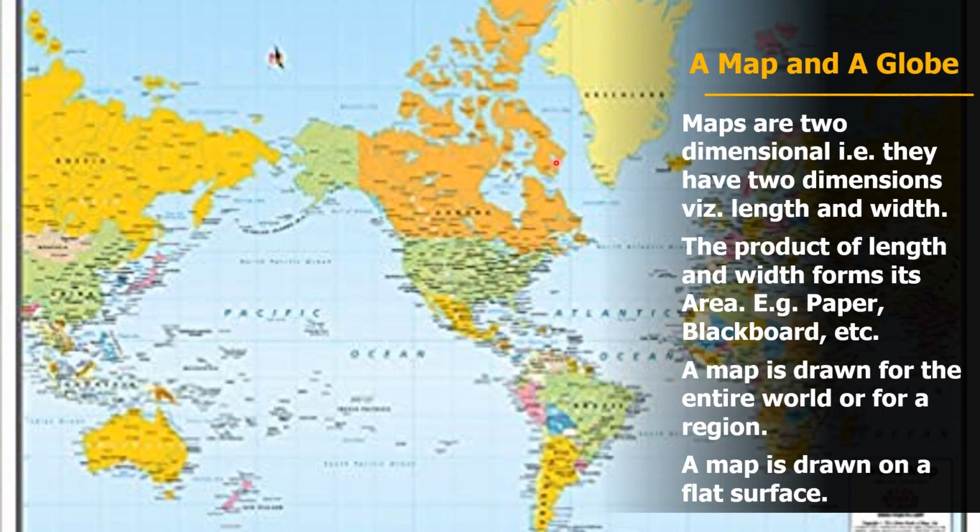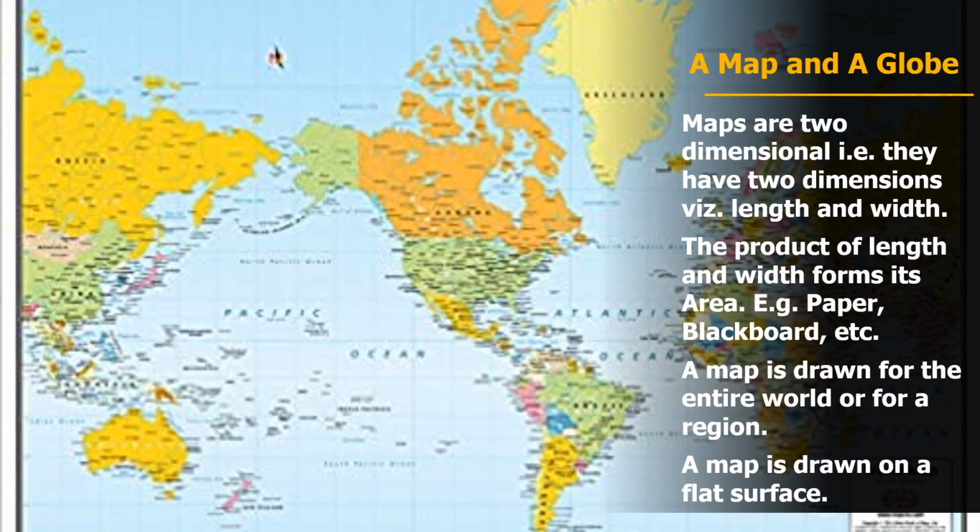Now which are the objects similar to a map in your daily life? Paper, blackboard of your school. All these are two-dimensional objects which have length and width. A map is drawn for the entire world or for a region. Entire world we can see here in the background, or for a region means, for example, as we had the map of India. A map is drawn on a flat surface. Yes, we can draw a map on a cardboard, on a piece of paper, anything, but it should be flat with length and width in it.